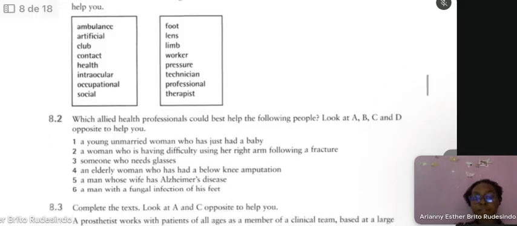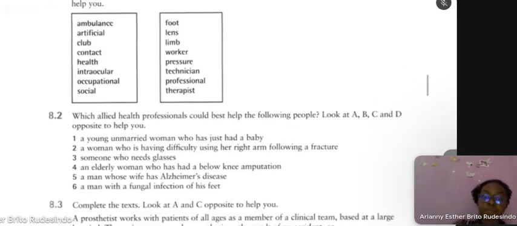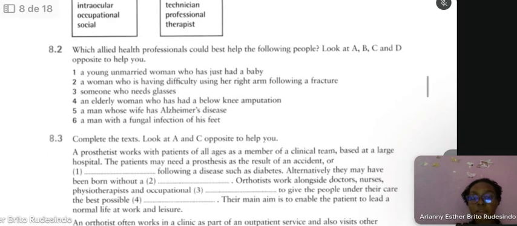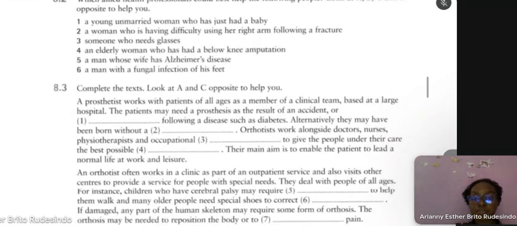Which allied health professional could best help the following people? Look at A, B, C, and D opposite to help you. A young unmarried woman who has just had a baby. A woman who is having difficulty using her right arm following a fracture. Someone who needs glasses. Another woman who has had a below knee amputation. A man whose wife has Alzheimer's disease. A man with a fungal infection on his feet.